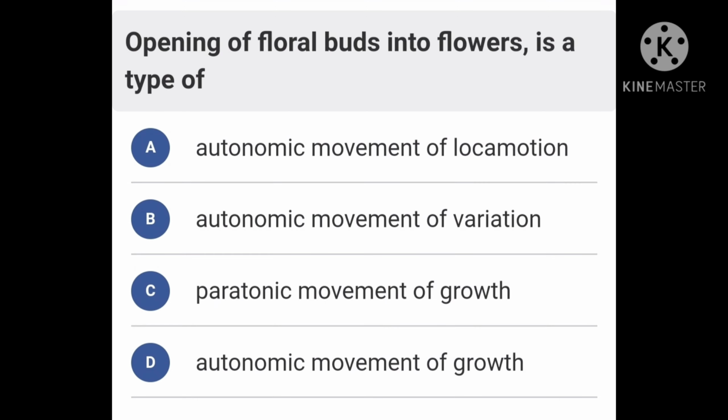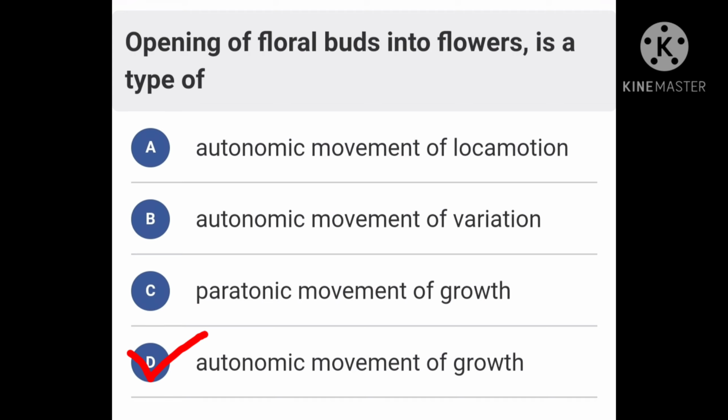Okay, next question. Opening of floral buds into flowers is a type of option A autonomic movement of locomotion, option B autonomic movement of variation, option C paratonic movement of growth, option D autonomic movement of growth. Movements which occur due to factors inherent inside the plant body itself are called autonomic or spontaneous movements. Opening of floral buds to flowers is a type of autonomic movement of growth. So the right answer for this question is option D, autonomic movement of growth.